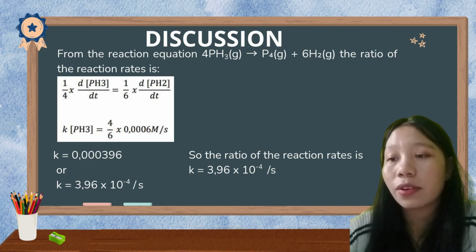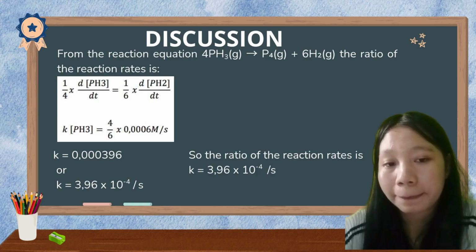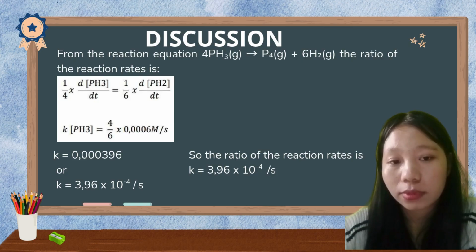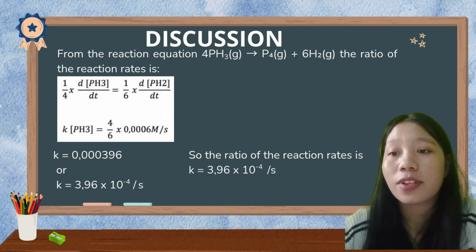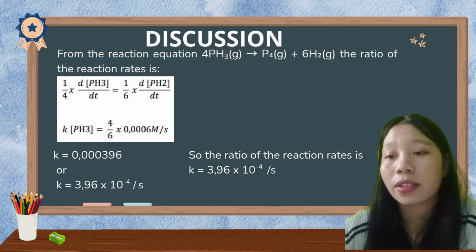So the ratio of the reaction rate is K equals 3.96 times 10 raised to minus 4 per second.